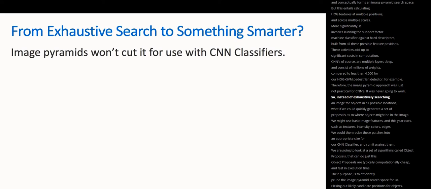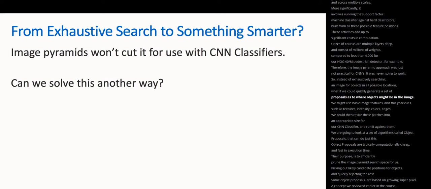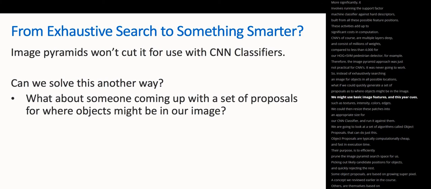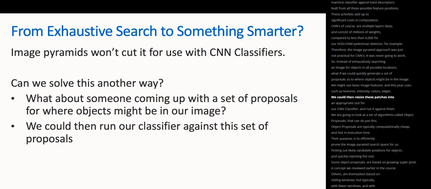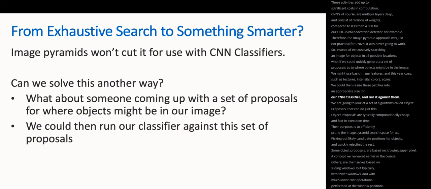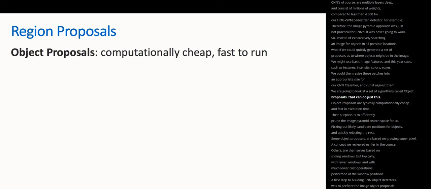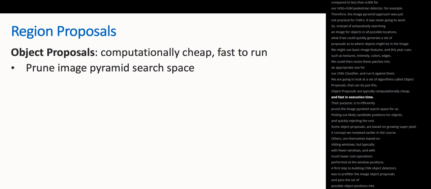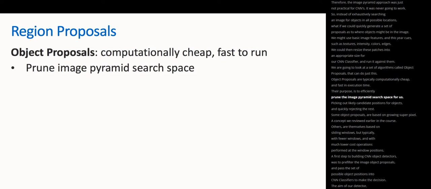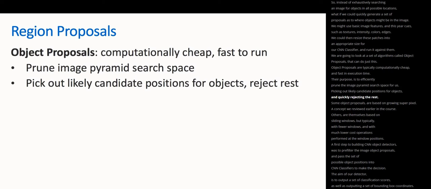So instead of exhaustively searching an image for objects in all possible locations, what if we could quickly generate a set of proposals as to where objects might be in the image? We might use basic image features and visual cues, such as textures, intensity, colors, edges. We could then resize these patches into an appropriate size for our CNN classifier and run it against them. We are going to look at a set of algorithms called object proposals that can do just this. Object proposals are typically computationally cheap and fast in execution time. Their purpose is to efficiently prune the image pyramid search space for us, picking out likely candidate positions for objects and quickly rejecting the rest.